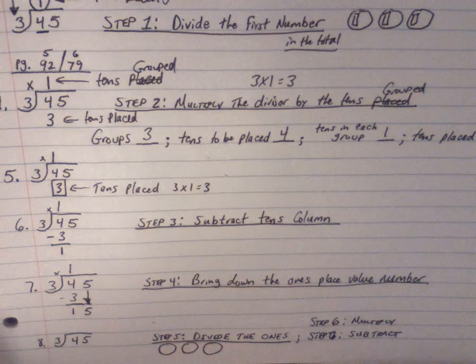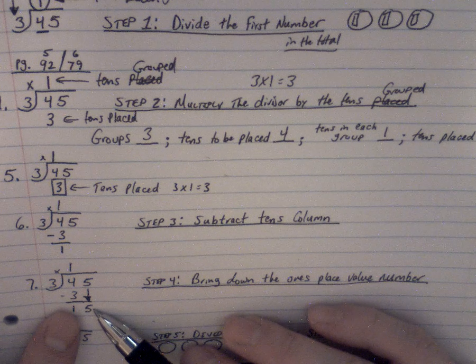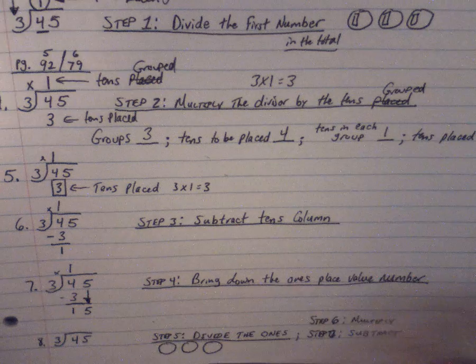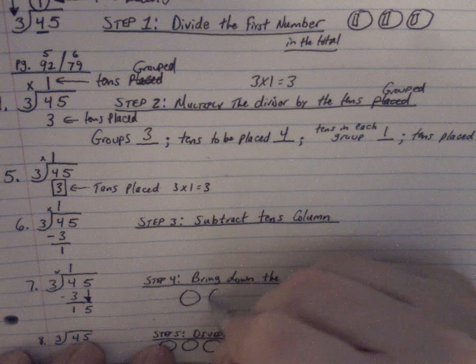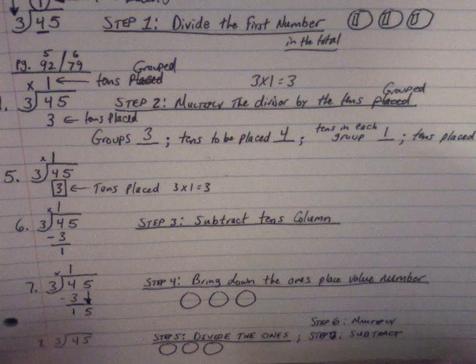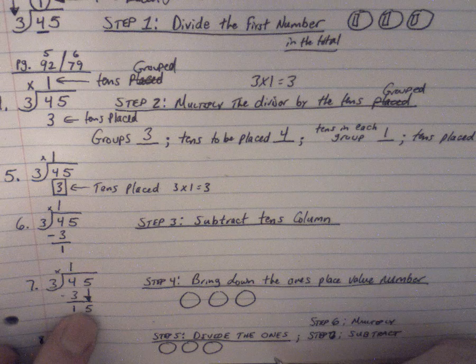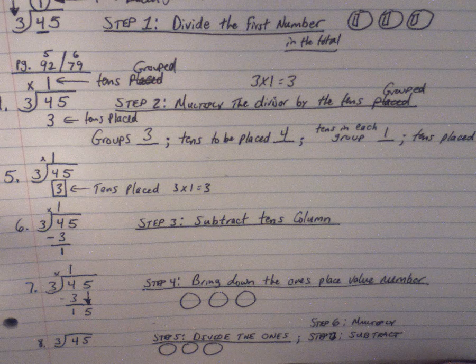Okay, and so what that means is that when I bring this down, I now have 15. Okay, pretty simple. I have 15. So if I was going to do this in picture format, I have 15 ones blocks that I now need to divide. So that's step number 4, just bringing the ones value down.